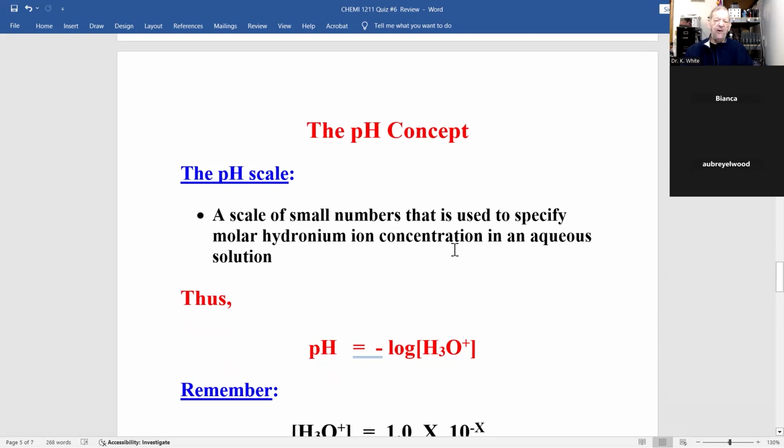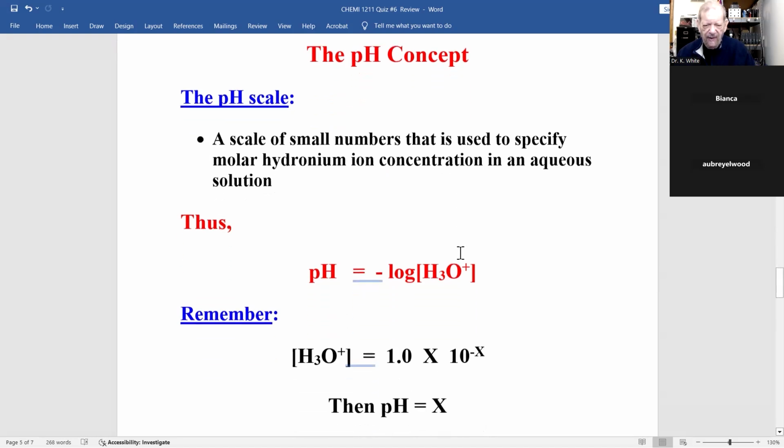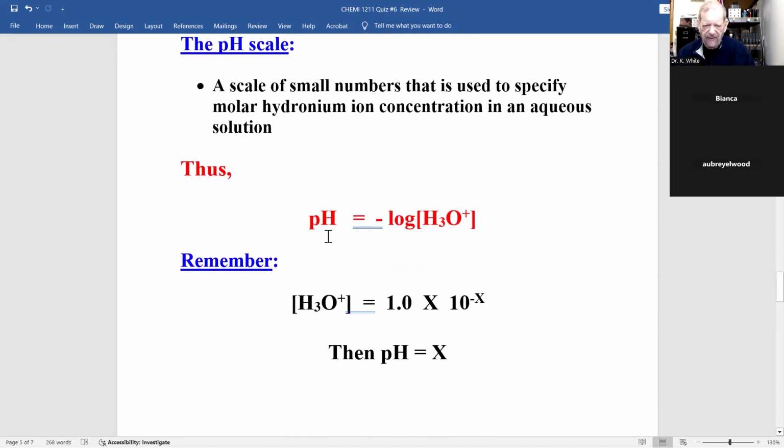This is probably one of the most important things I'll teach you this semester that you'll probably use often, or not often, but sometime the rest of your life. And the pH scale is a scale of small numbers that is used to specify molar hydronium ion concentration in aqueous solutions. By definition, pH equals minus the logarithm of the hydronium ion concentration.